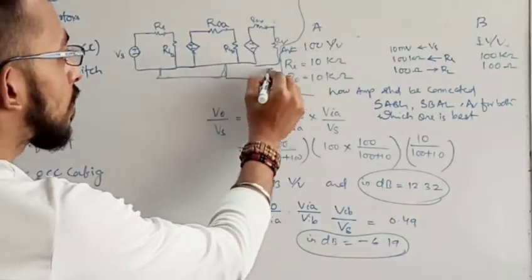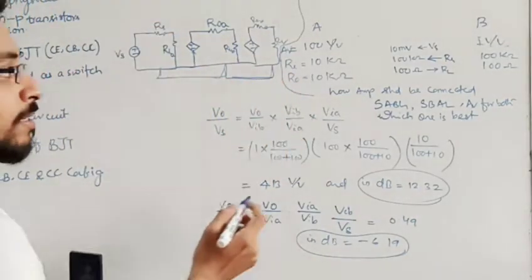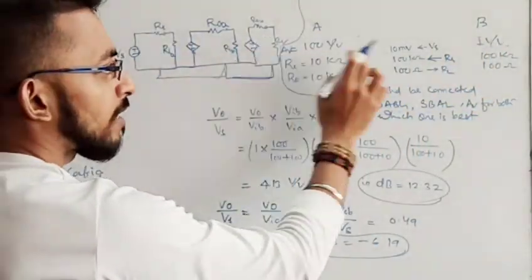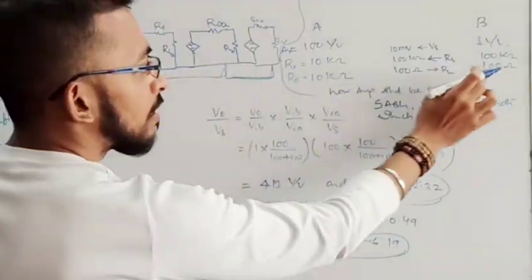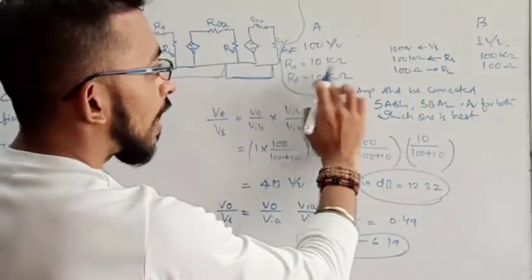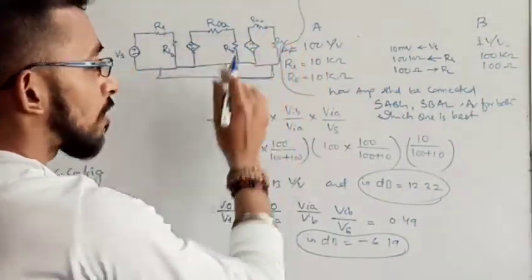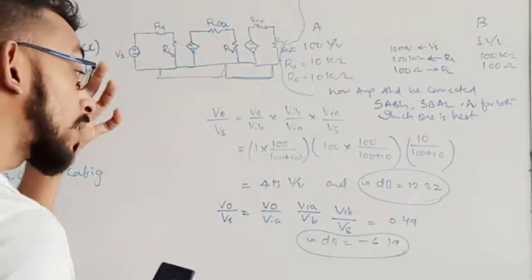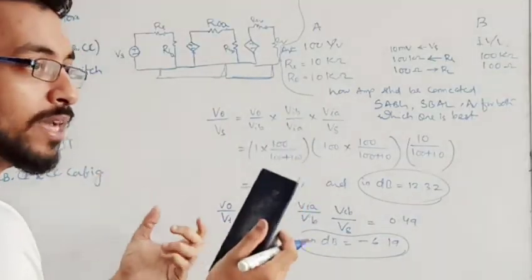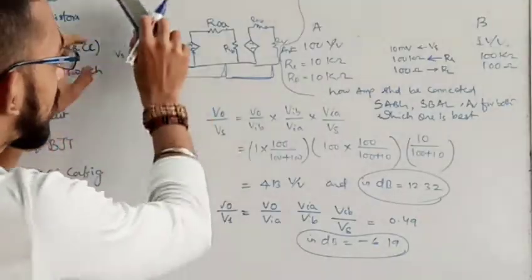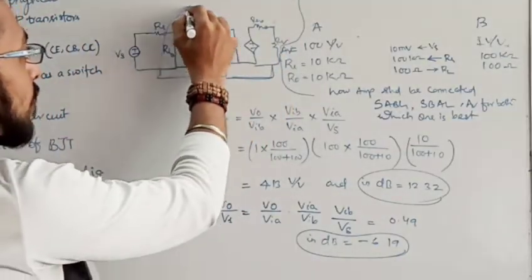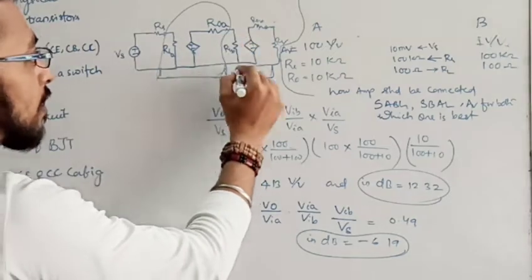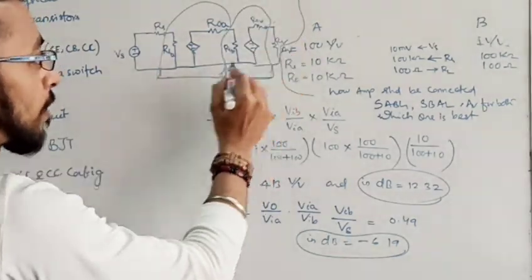Now from here to here is my voltage amplifier B, whose gain is 1 volt per volt. 100 kilo ohm is the input resistance, this is RIB. This 100 ohm is the output resistance, R0B, R output B. So this is a two voltage amplifier setup, A and B. They are cascaded between a source and a load. This part is for amplifier A, and this part is for amplifier B.